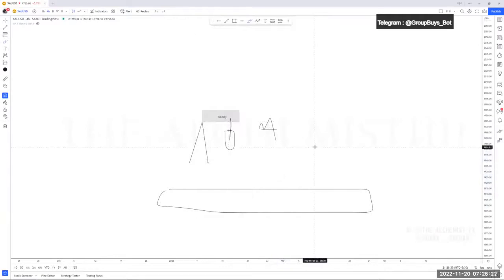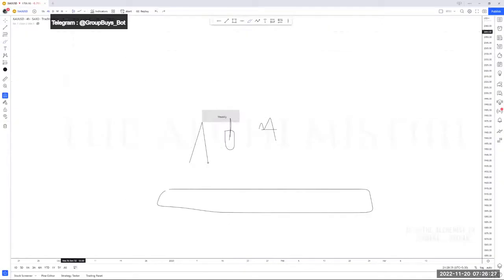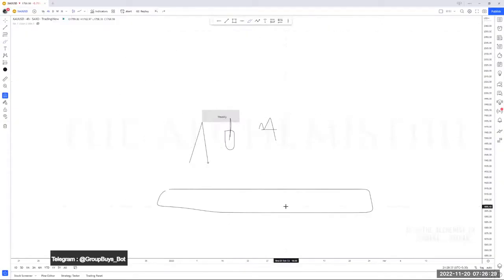Because the weekly time frame is stronger. What started on a weekly can never end on a daily or a 4-hour. No, it will go back. It will go back to the next weekly zone itself.